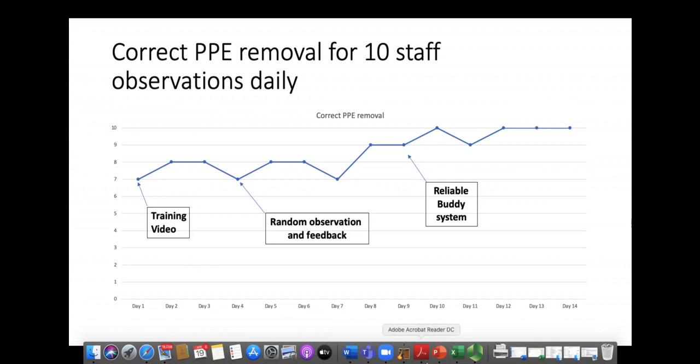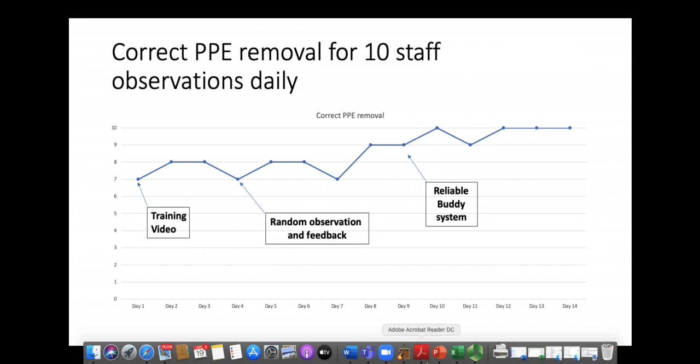In this example, a run chart is shown where an observer is looking at 10 staff each day to see if they are removing PPE correctly and safely. This has been defined, and it is clear what safe removal of PPE is. At the beginning, a new training video has been introduced. However, there is some concern that some staff are not removing PPE correctly and may therefore be at risk.